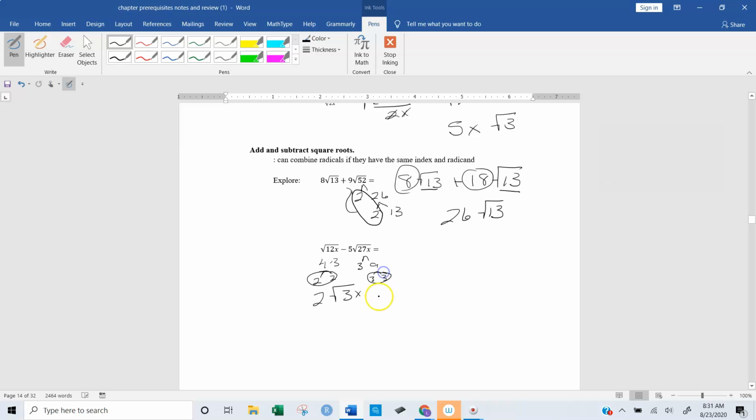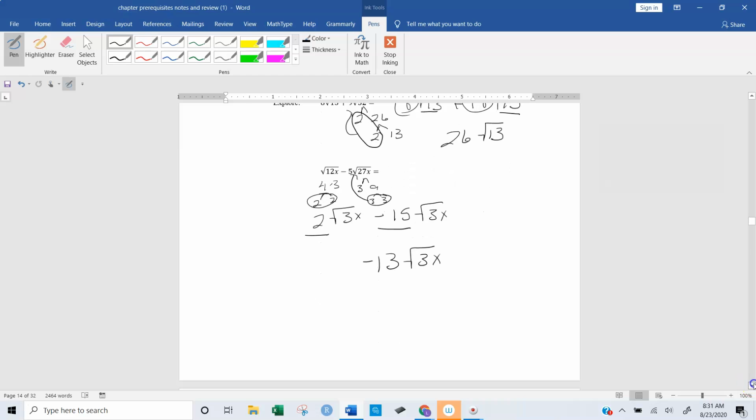So now I know the 3 comes out, but I have to take the 3 times that 5, which gives me a negative 15, and I also have a square root of 3x left inside. Since they are the same, I have to take the 2 minus the 15, which is a negative 13 square roots of 3x. Hope you did better if you messed it up the first time. We like mistakes. They work really well. They help us learn.